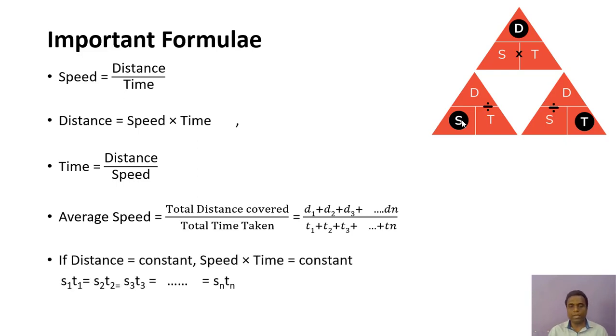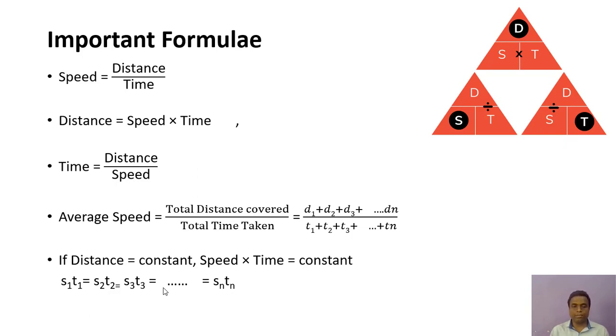So we have another formula for if the distance is constant. See, students, if distance is constant, we have the concept that speed is inversely proportional to time. So if this distance is constant, the product of speed and time is also constant. So we will have different formulae like s1 t1 is equal to s2 t2 and s3 t3, till sn tn at the nth instance. So this is the formula if distance is constant, okay.